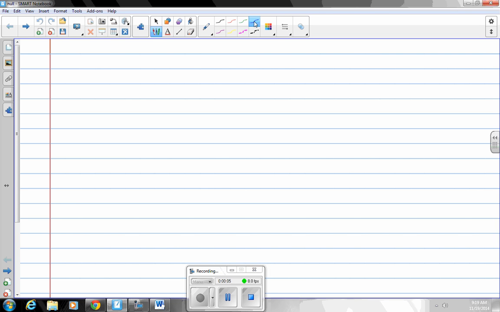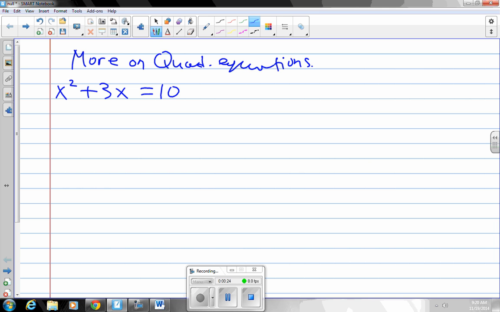So I want to do more equations. If I give you this example, there's nothing bad about this problem. X squared plus 3x equals 10. And I'm just going to ask you to solve this by whatever method you prefer. What would you do first?